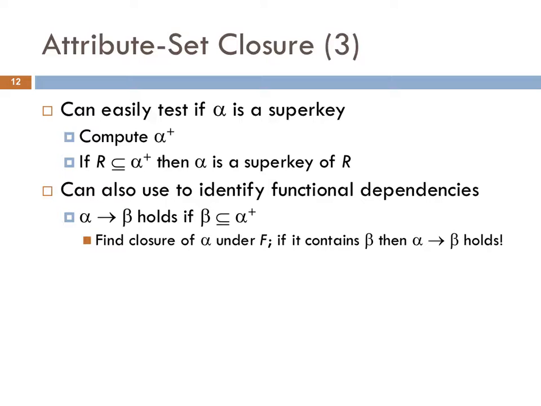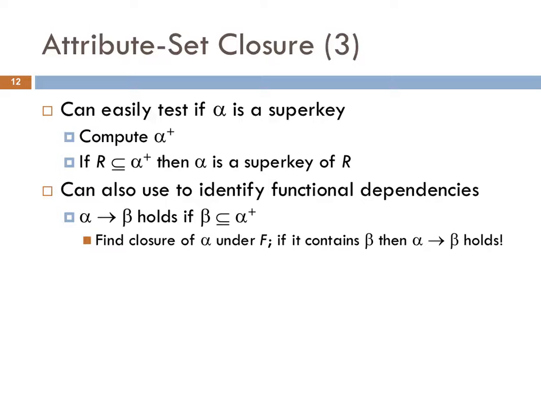So what we're saying is that alpha functionally determines beta is a proposed dependency. We're considering whether or not it holds. Then we can just look at the attribute set closure of alpha. So we're looking at all the attributes that alpha functionally determines. And if it includes beta, then we know that alpha functionally determines beta holds as well. Okay? Everybody got that? Because remember that by definition, alpha functionally determines alpha plus.